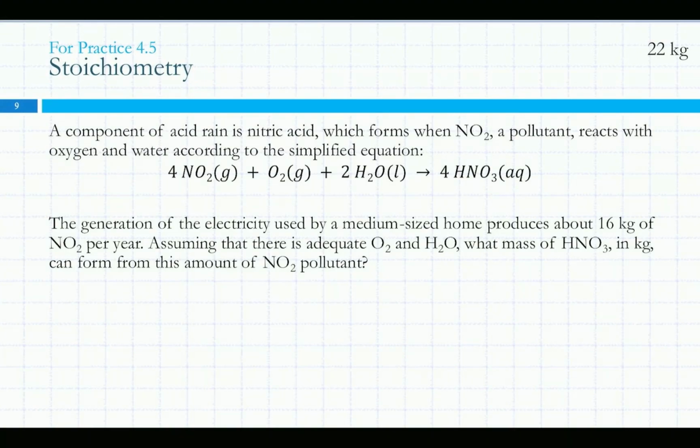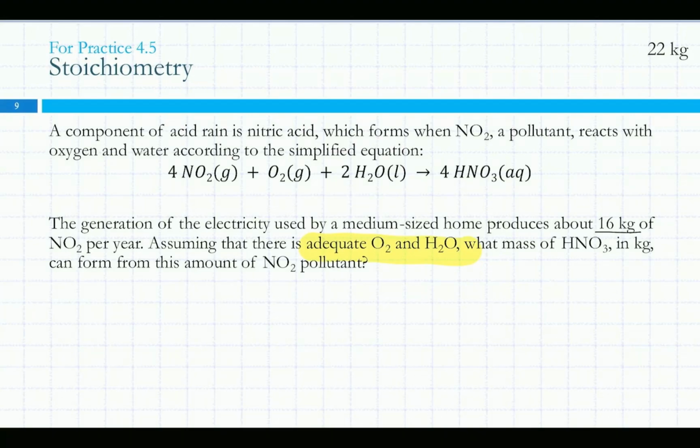All right. So again, flavor text up top, one component of acid rain. The generation of electricity used by a medium-sized home produces about 16 kilograms of nitrogen dioxide per year, assuming that there is adequate oxygen and water. What mass of nitric acid in kilograms can form from this amount of nitrogen dioxide pollutant? So why is this adequate oxygen and water thing important?